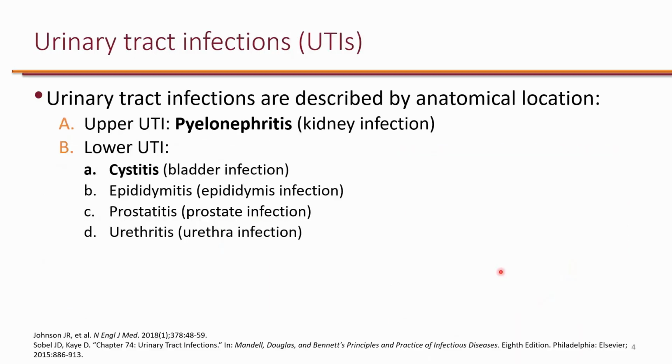In general, urinary tract infections are divided into two categories. The upper urinary tract infections, which is primarily pyelonephritis. Pyelonephritis is the infection of the kidneys. And the lower urinary tract infections, which include cystitis, epididymitis, prostatitis, and urethritis. The bottom three are specifically in men, and cystitis can happen in men and women.